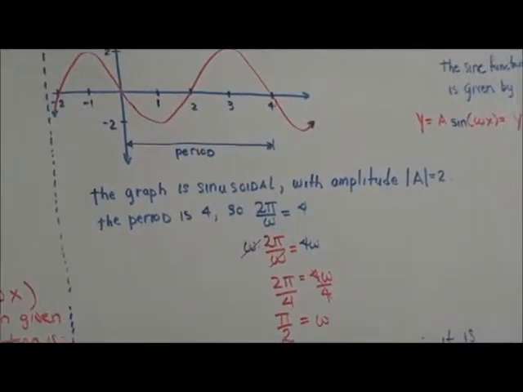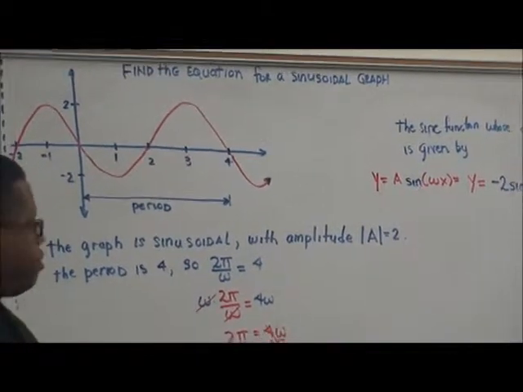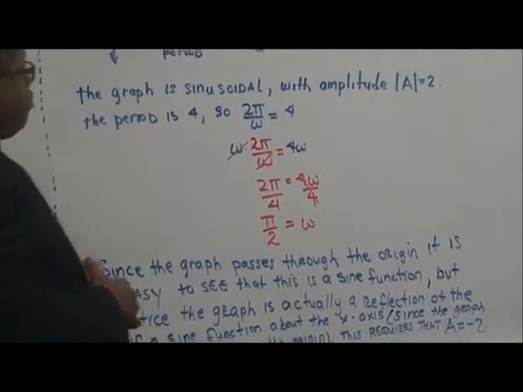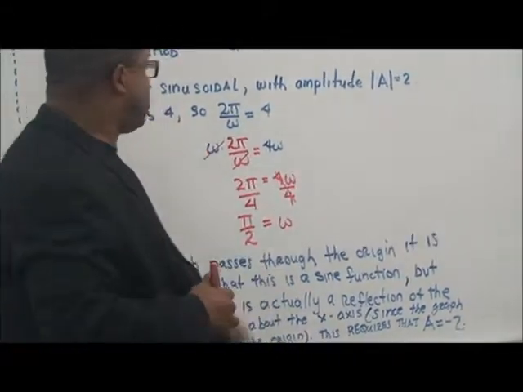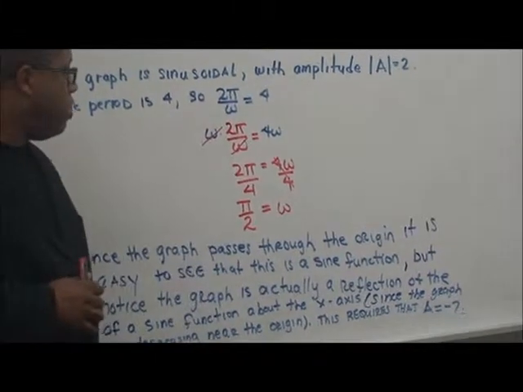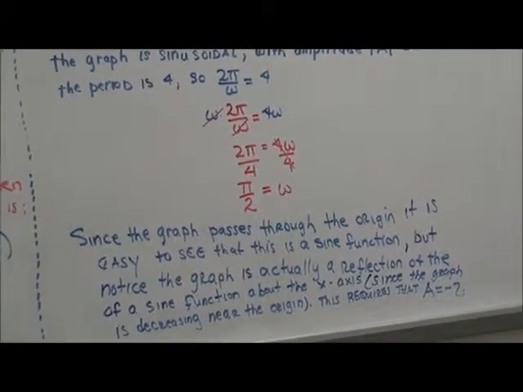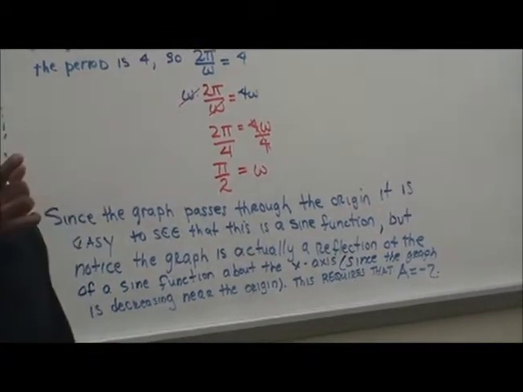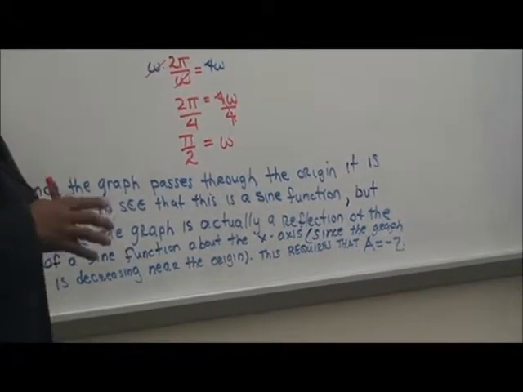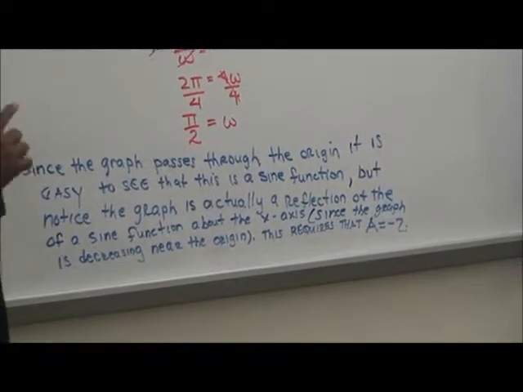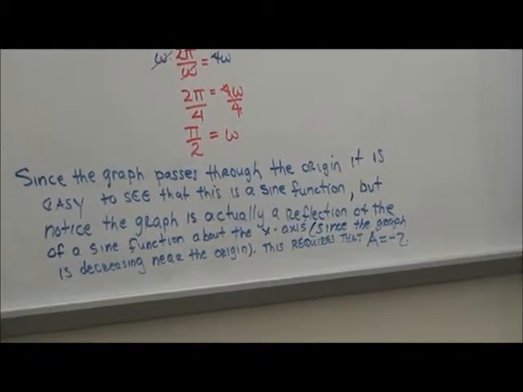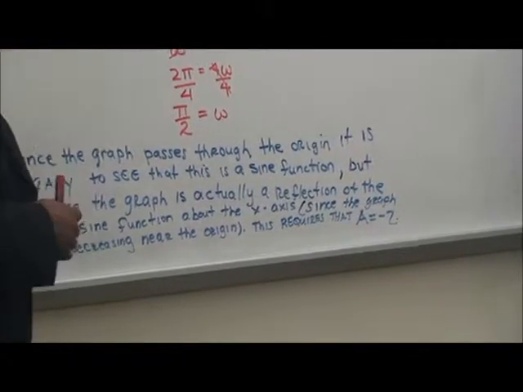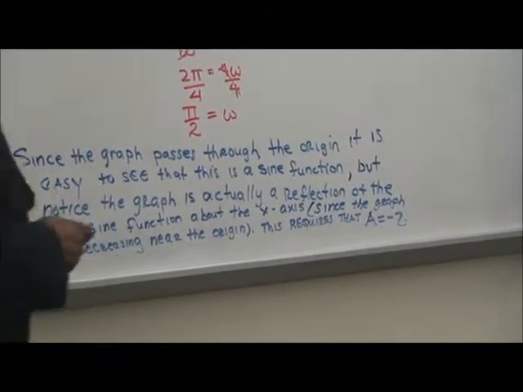So basically what we have to do again is to solve for omega. We take omega to both sides, we multiply it to both sides of the equation, and we get this expression. As we simplify this, omega is pi over 2. So since the graph passes through the origin, it is easy to see that it's a sine function. But notice the graph is actually a reflection of the sine function about the x-axis. As we mentioned earlier, it's a reflection because of what? And you'll see in a second what that formula is.